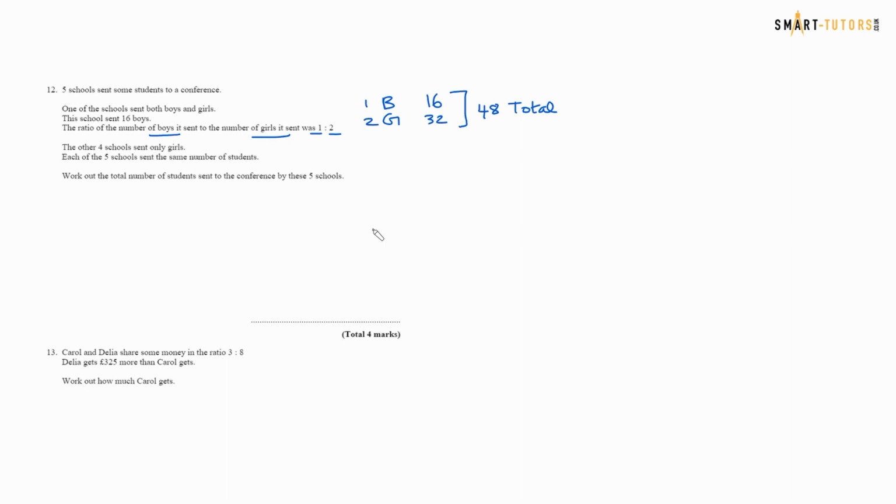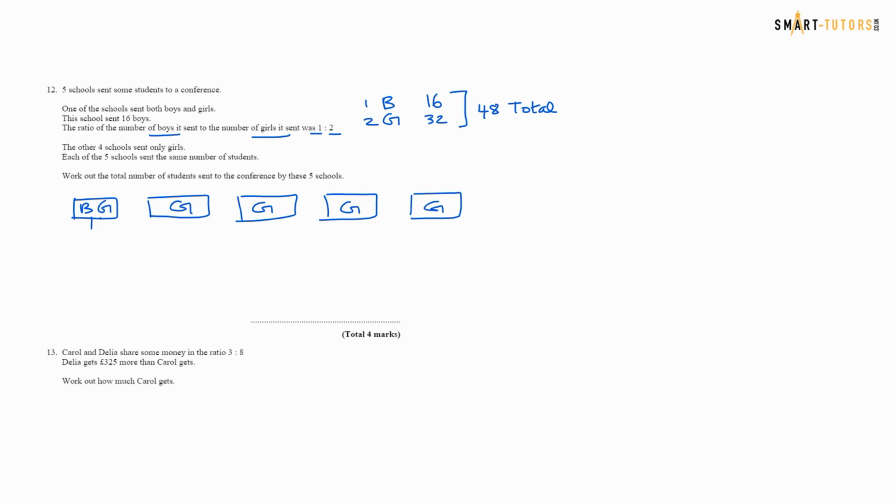The other 4 schools sent only the girls. So let's say there are 5 schools. Only one school has boys and girls. The other schools only, this is girls, girls, girls, girls. Other 4 schools have the girls. Only the first one has boys and girls, is a mixed school.